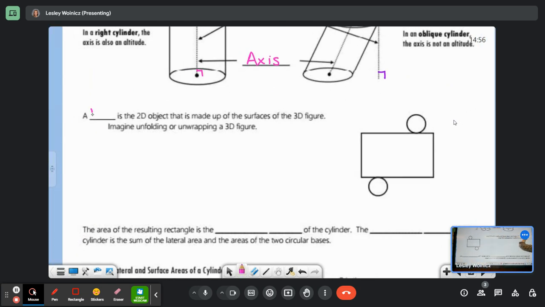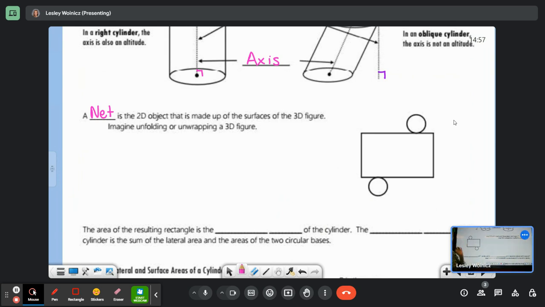This is a net. It is the 2D object that is made up of the surfaces of our 3D figure. So imagine unfolding or unwrapping a 3D figure. So for this, I cut this open in the name of mathematics today. Okay, we're going to pretend like this label goes all the way to the top and the bottom, right? If I take this label off, it's going to make what shape? A great big rectangle. So you can see that this net gives us a cylinder, right? We got a lid, those are the bases.